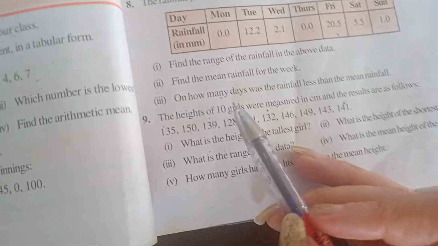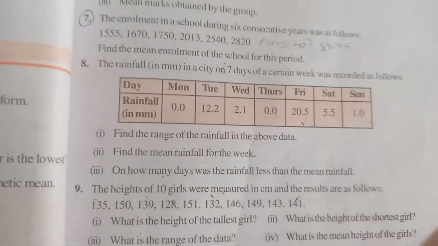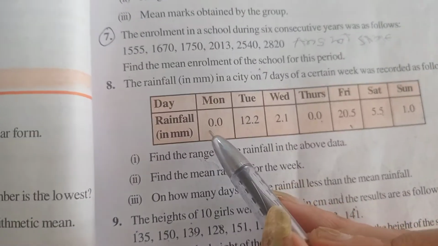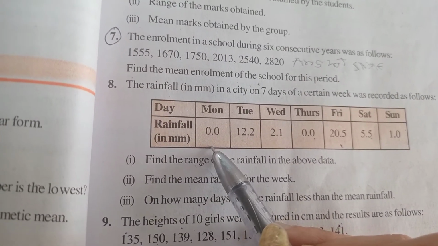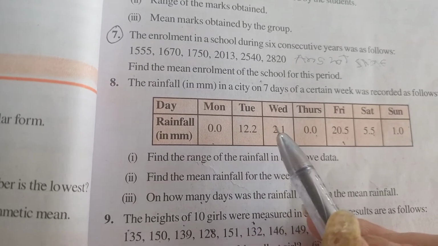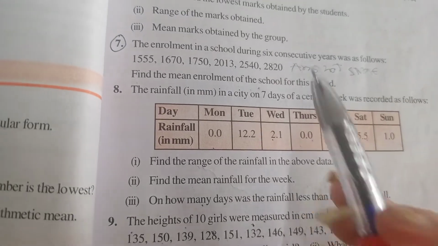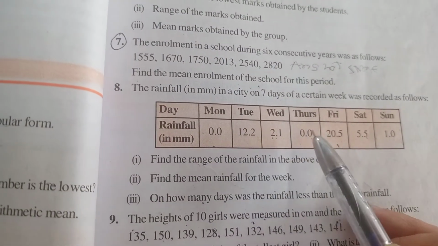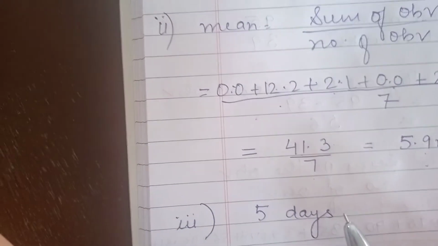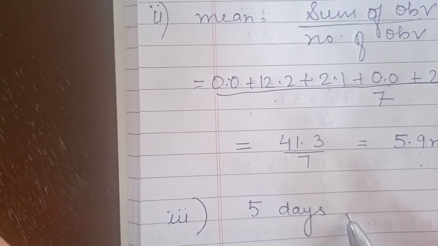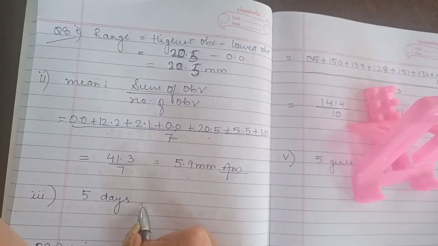Now third part they are asking how many days was the rainfall less than the mean rainfall. Mean rainfall was 5.9. You have to see in how many days less than the mean rain has occurred. So it is Monday which is less than 5.9. Then Wednesday, Thursday and Saturday, Sunday. So 1, 2, 3, 4 and 5. On 5 days rainfall was less than the mean rainfall. So this was your question number 8.